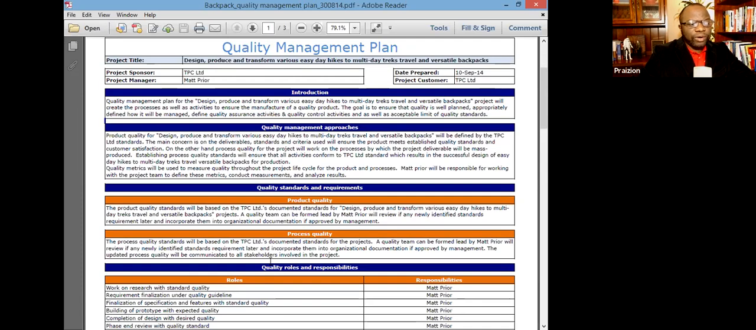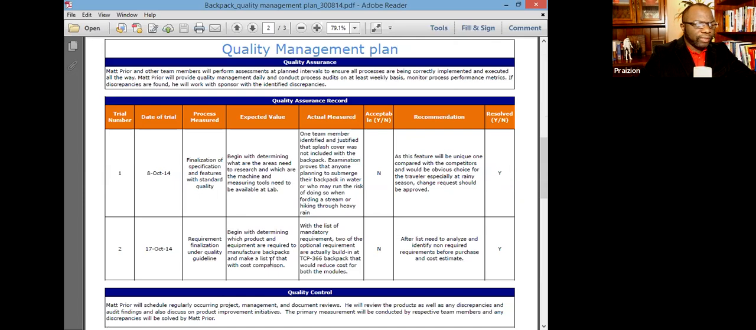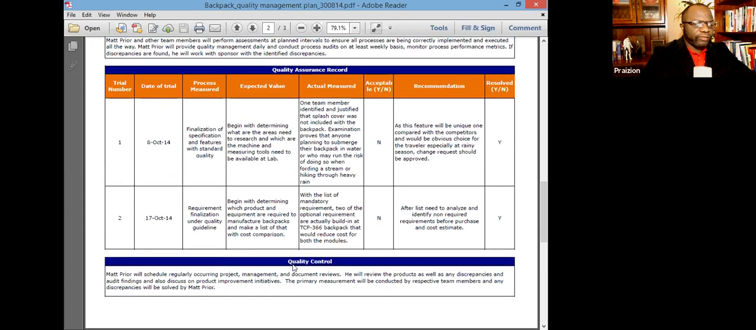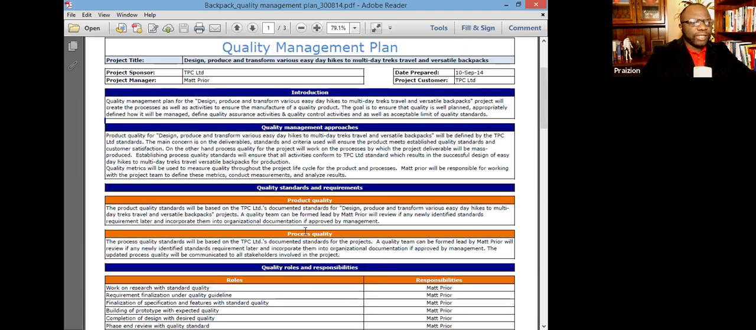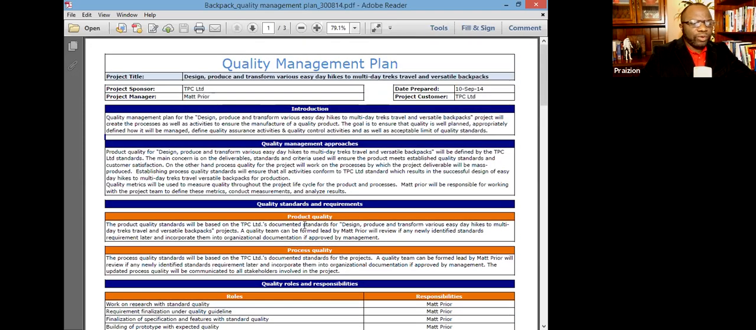The quality roles and responsibilities should also be outlined in this document. You could go a step further to include specific quality assurance and quality assurance records of interest. At the end, you should also round up with quality control and what type of quality reports will be examined on the project. So that is a very, very high-level example of a quality management plan.